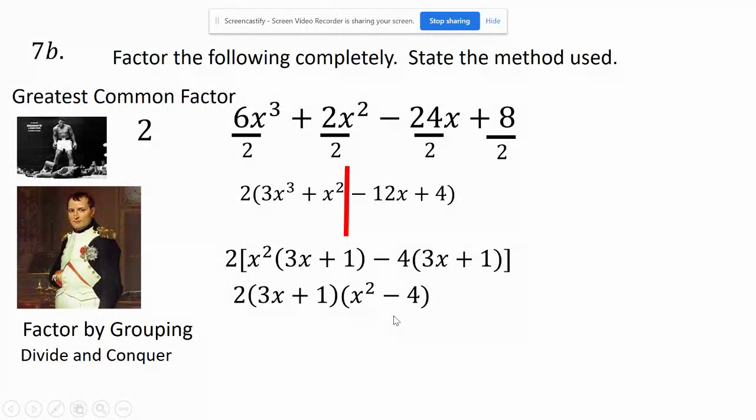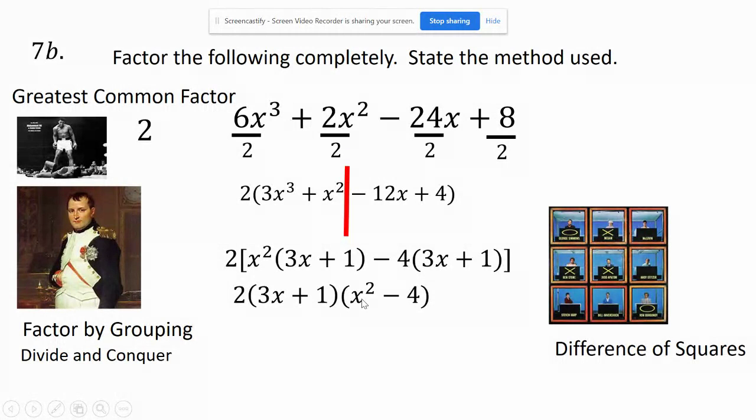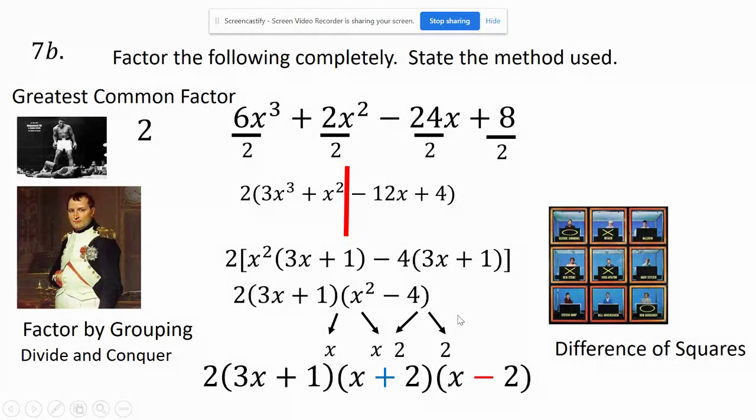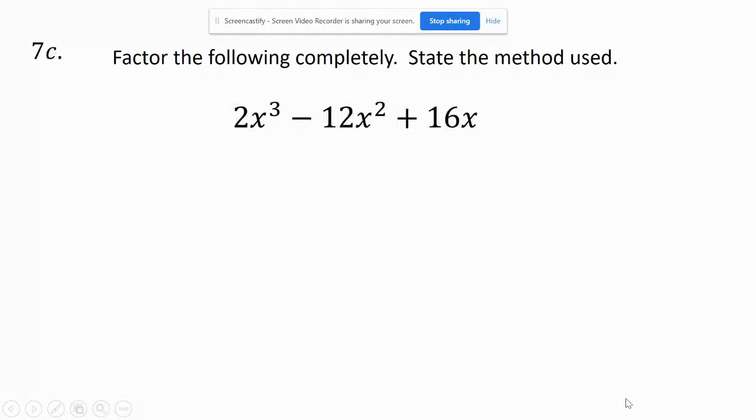Oh, wait a minute. I still have a difference of squares. Because see, that's still a square rootable number, which is x's and 2's. So this is what it actually boils down to. 2 times the quantity 3x plus 1 times the quantity x plus 2 times the quantity x minus 2. Whoa! This one actually had 3 things. A greatest common factor, a factor by grouping, and a difference of squares.